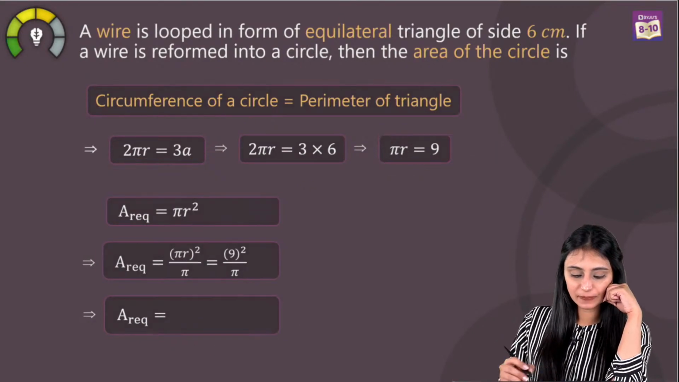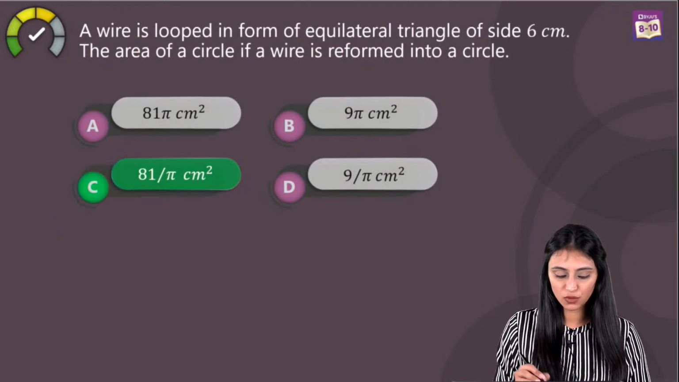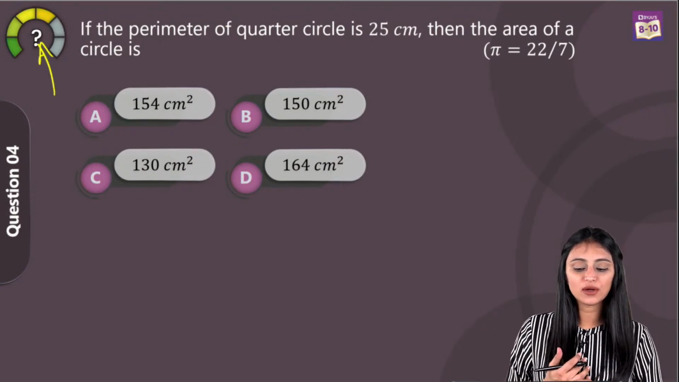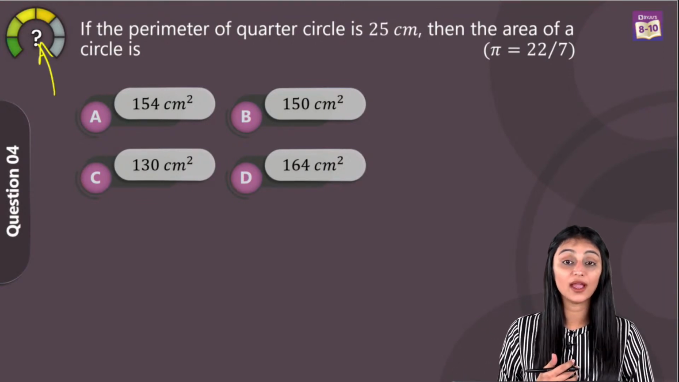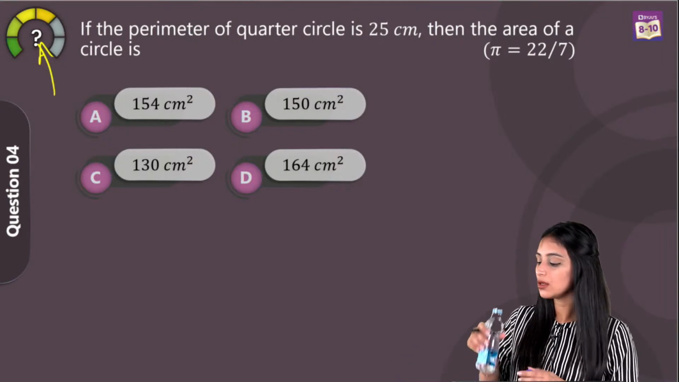So we have option C. That's the right answer for this question. Alright, let's move ahead. Let's take a look at this question now. If the perimeter of a quarter circle is 25 centimeter, then the area of the circle is. So quickly I want you to solve this question.